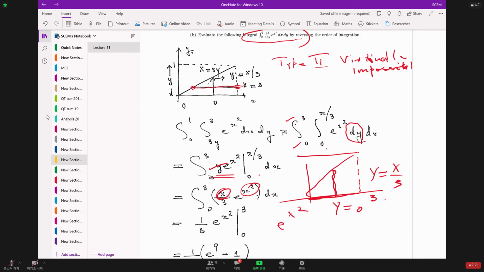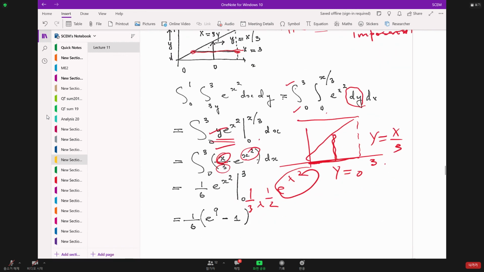If you don't have the 3, then you need a half here, because if you differentiate this, you get 2x over 2. So you've got the x there. See, you have an x here. That's good. So when you integrate and you have a further 1/3 here, you need the third here. Now put in the limits of integration.